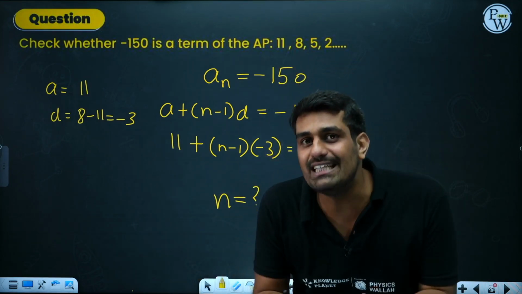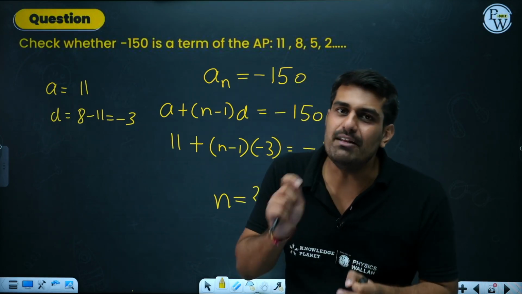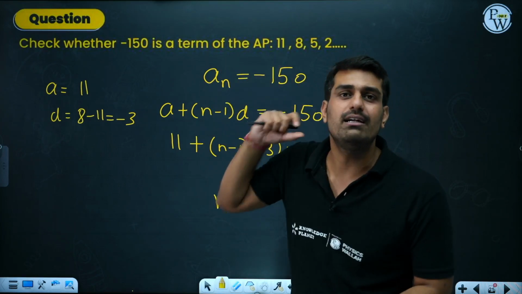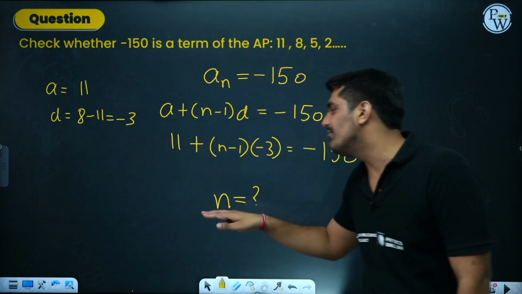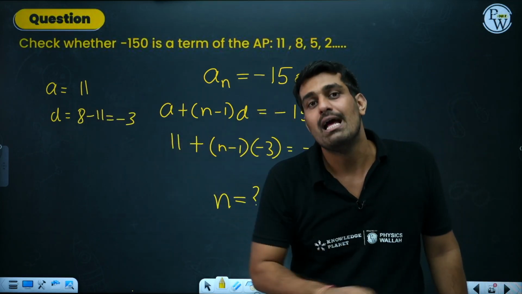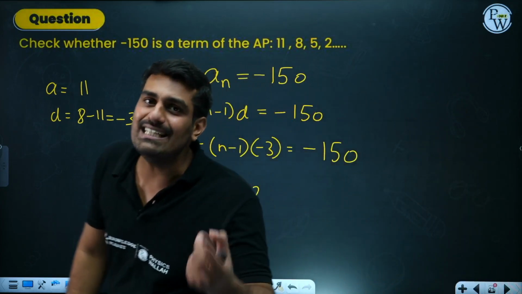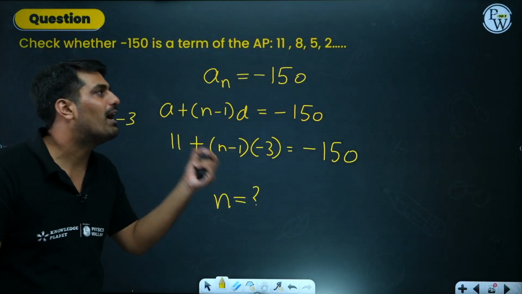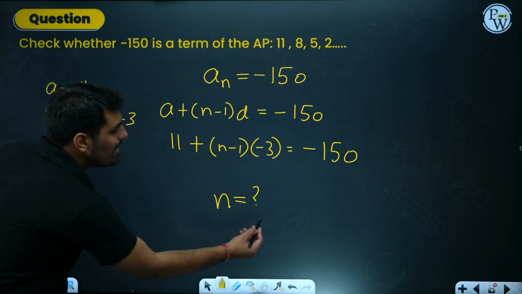Now, if it is coming in the form of a decimal, it means that this will not be a term of the AP. Totally depending upon the value of n, we can find out for any term whether it's part of the AP or not. The n value should always come out to be a whole number. If that is the case, I can say for sure that this is part of the AP, otherwise not. So it all depends on the value of n.